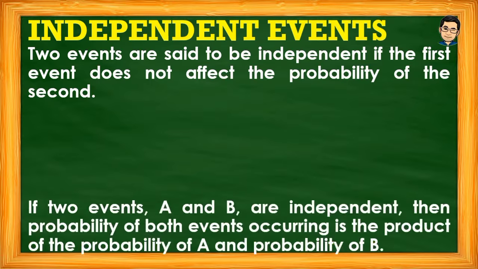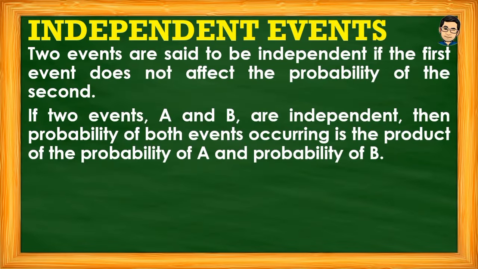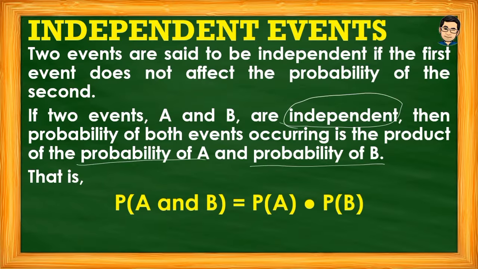Okay, so if two events A and B are independent, then the probability of both events occurring is the product of the probability of A and the probability of B. Since there are two events and they are independent, to get the probability we simply multiply the probability of A and the probability of B. That is, the probability of A and B is equal to the probability of A times the probability of B.